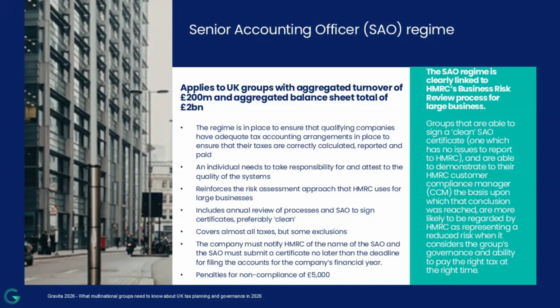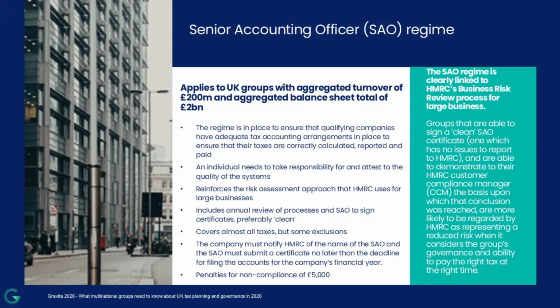So what's the aim of this? It's saying to large businesses, if you're going to be submitting tax returns and making tax claims, then you need to be proving to HMRC that you're confident that you've got adequate tax records and accounting records to base your tax on. Each business needs to designate a senior accounting officer, typically an FD or a CFO of the group, who pulls that all together and certifies to HMRC that they are confident in the underlying data.